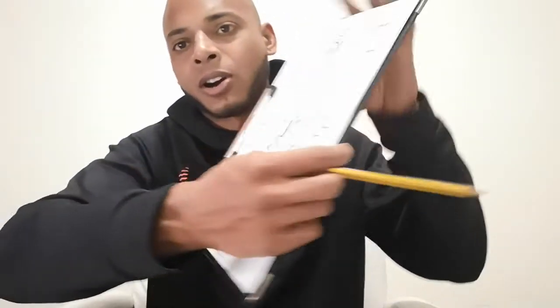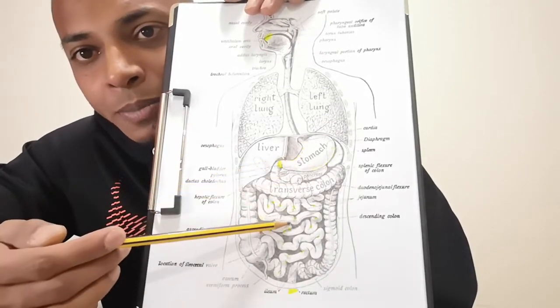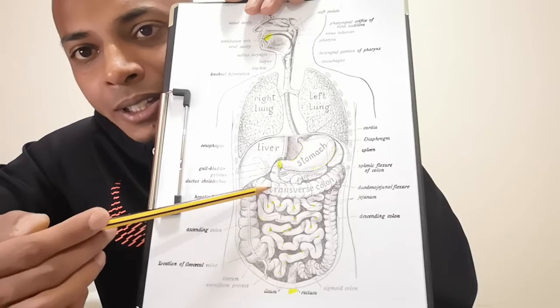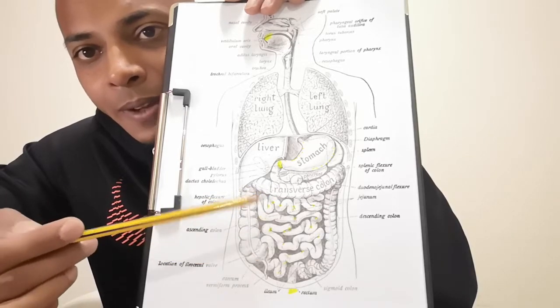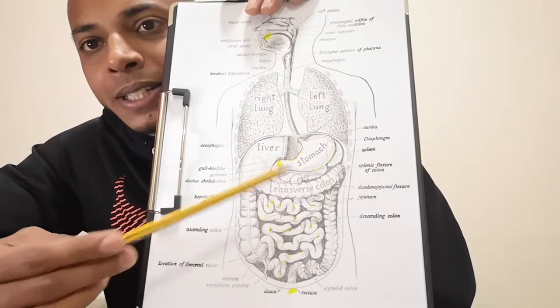Okay, the digestive tract. Today we're going to be limiting our learning to the stomach, the small intestine, and the large intestine. What is the purpose of the stomach? Your stomach is filled with hydrochloric acid.